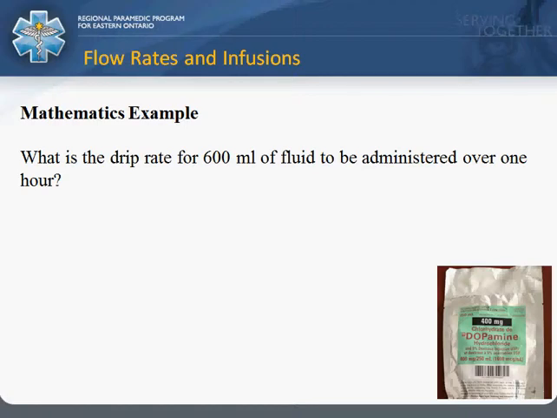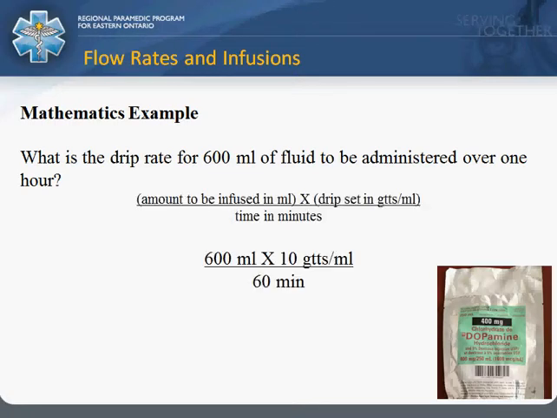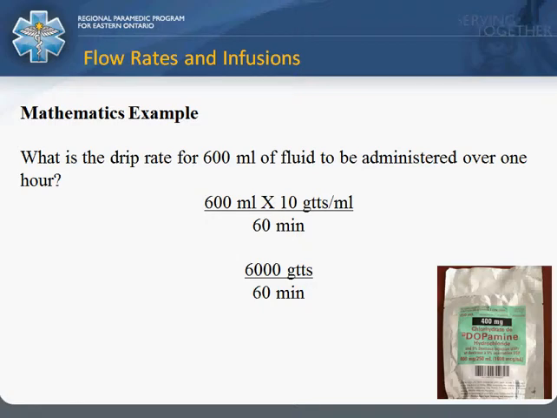So here's an example. What is the drip rate for 600 milliliters of fluid to be administered over 1 hour? Of course, I chose 600 mils to make the math easy for our example. So, here's our formula. 600 milliliters times our drip set. I'm going to use a 10 drop set. Again, I'm trying to make the math easy. All of that divided by our number of minutes, which happens to be 60 in this case. I'm telling you, I like easy math.